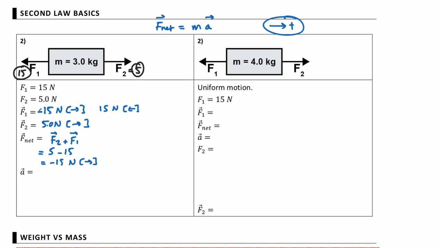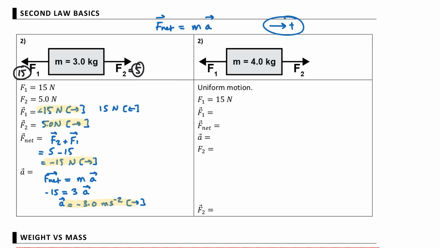To find the acceleration, I'm going to use my new equation, which says Fnet is equal to mass times acceleration. So Fnet here is negative 15, and that's equal to the mass, which is 3, times acceleration. Divide both sides by 3, and I get my acceleration is equal to negative 3 meters per second squared in the right direction. And note that I'm doing everything to the right. And this is my final answer.